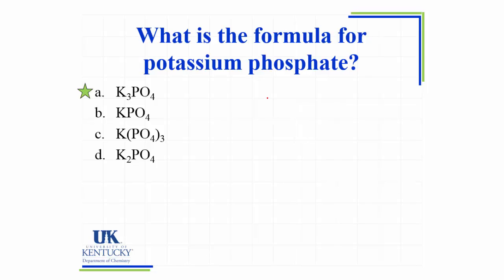What we find is that it's K3PO4. Remember that potassium in an ionic compound has a +1 charge. Phosphate is a polyatomic ion that has a charge of 3-. In order for there to be a balance of charge, I have to have K3PO4.